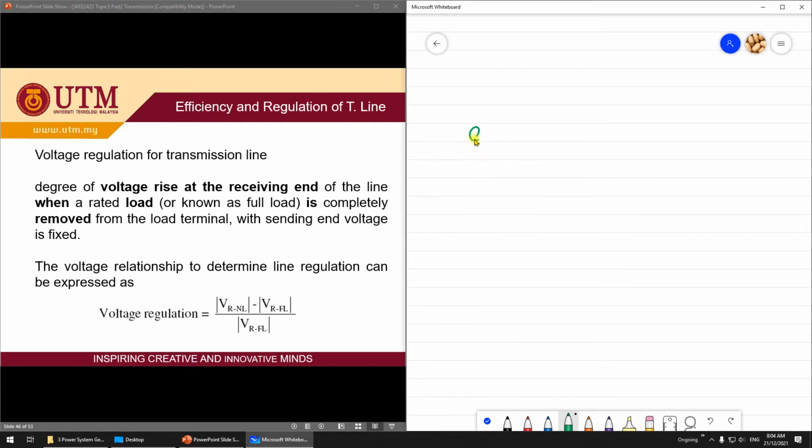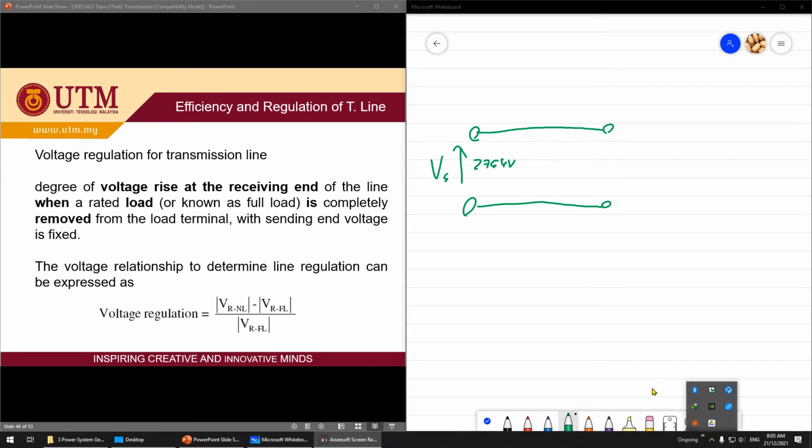So you have a Vs here, maybe 275 kV for example. I think the definition is wrong actually. Let me just explain it first and we will see after this.